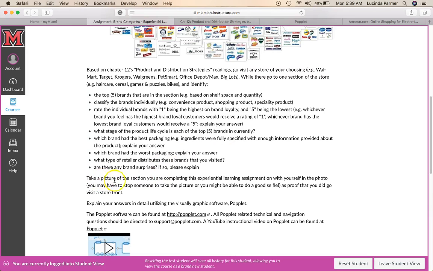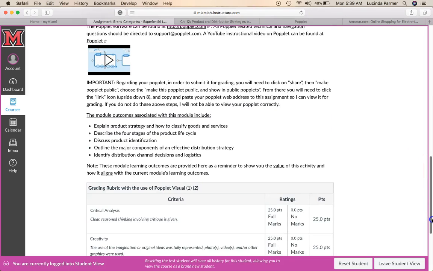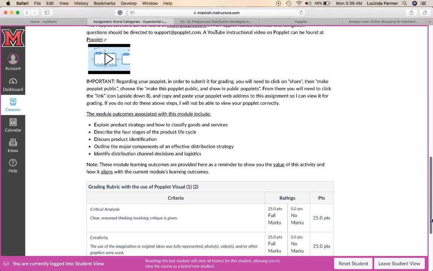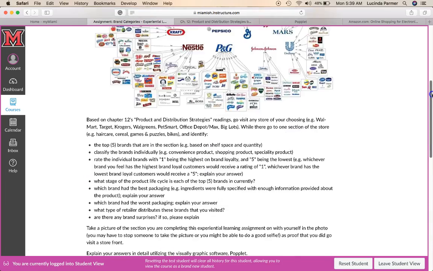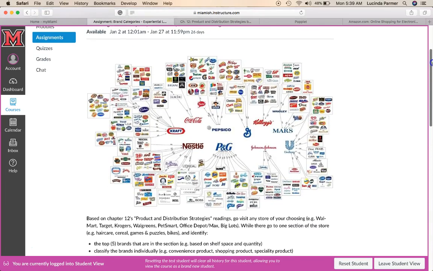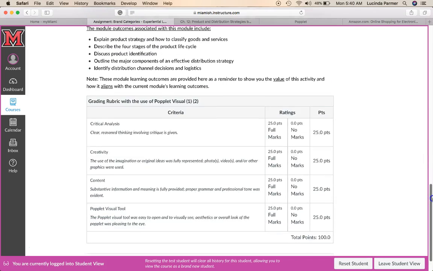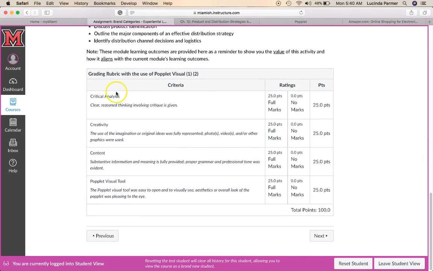However, don't forget, take a picture of the section, take a selfie of you in the section, whether it's the chip or hair section. This is just showing you the module outcomes associated with this activity, the relevance, the importance, the value of it, and how it relates to the module outcomes and learning objectives. And here is your rubric.